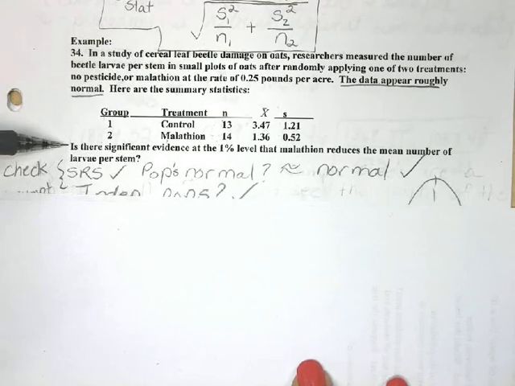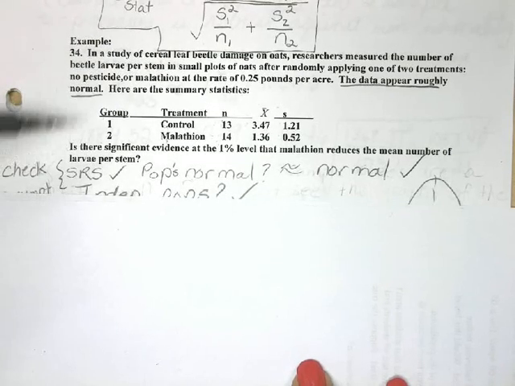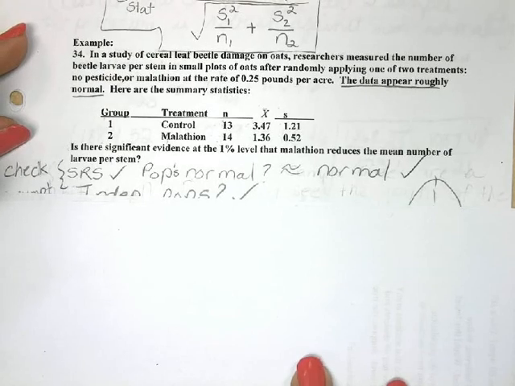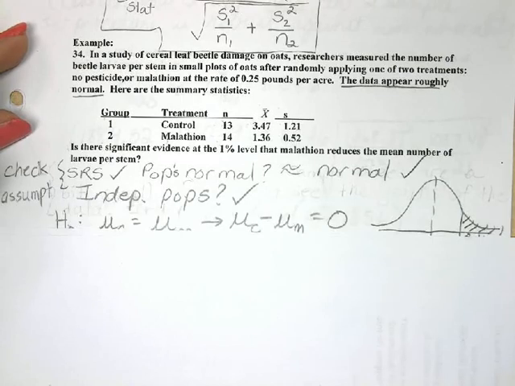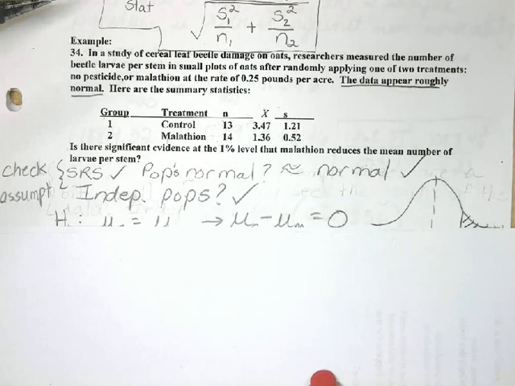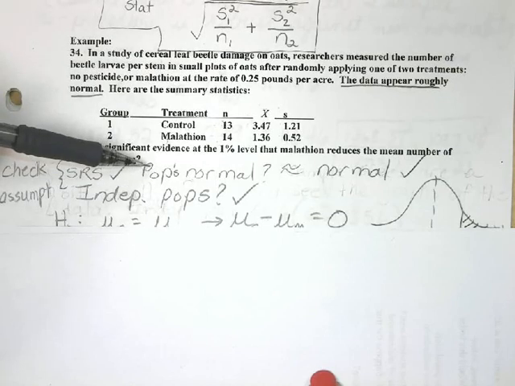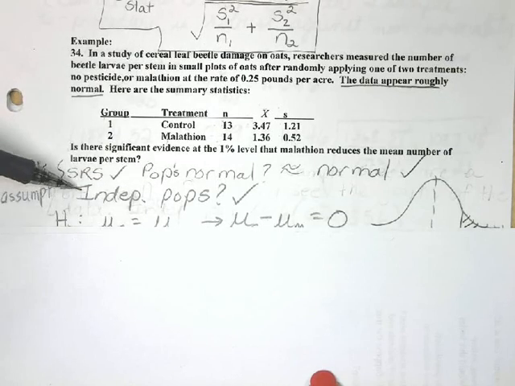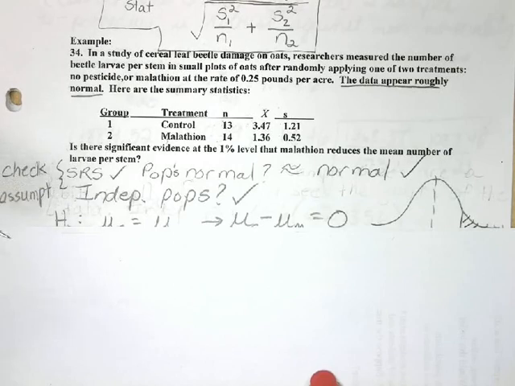Is there significant evidence at a 1% level that the malathion reduces the mean number of larvae per stem? So here are our little checks. First of all, we do want simple random samples. We would like both populations to be normal, and they need to be independent. If they're not independent, we cannot perform this test on this data.